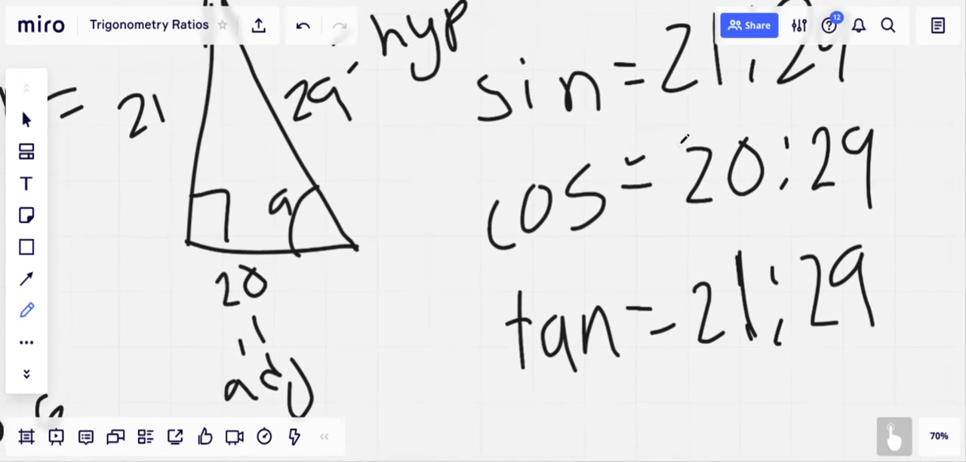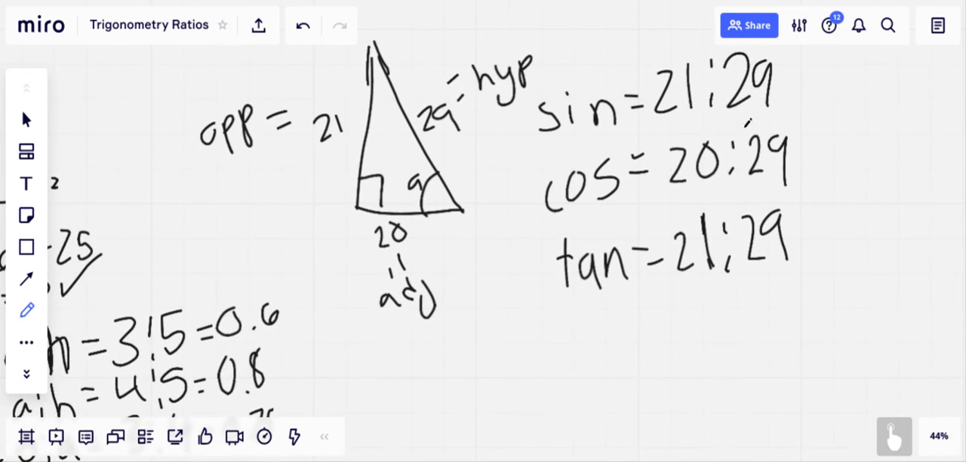So we have now identified the three ratios, and this is a really helpful tool, as it's a foundational skill when you're progressing to later trigonometric skills and Algebra 2.